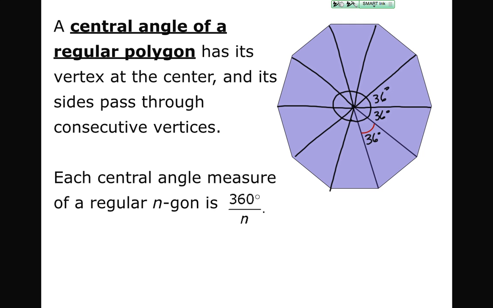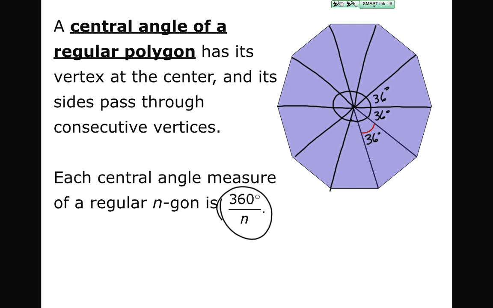What if it has 20 sides? How big would each central angle be? What did you do to figure it out? 360 divided by 20, 18 would be correct. Okay. So my little formula here for each central angle, that's what you're doing. To get each central angle, you're taking 360 degrees and dividing by the number of central angles, which is the same as the number of sides.